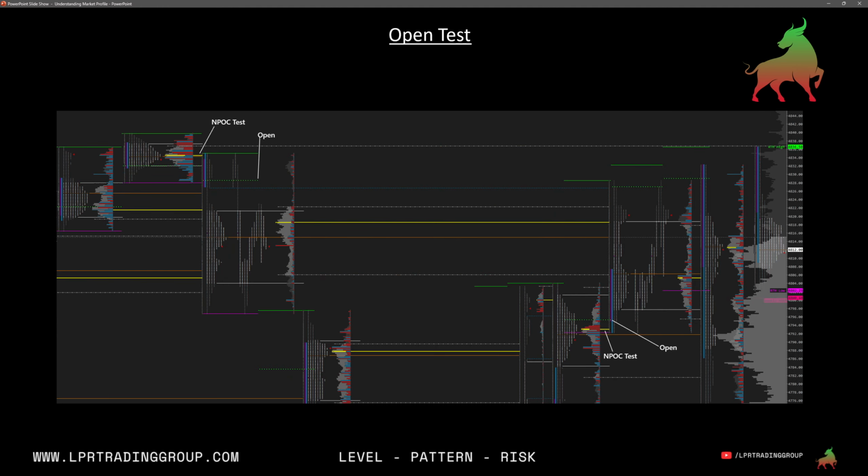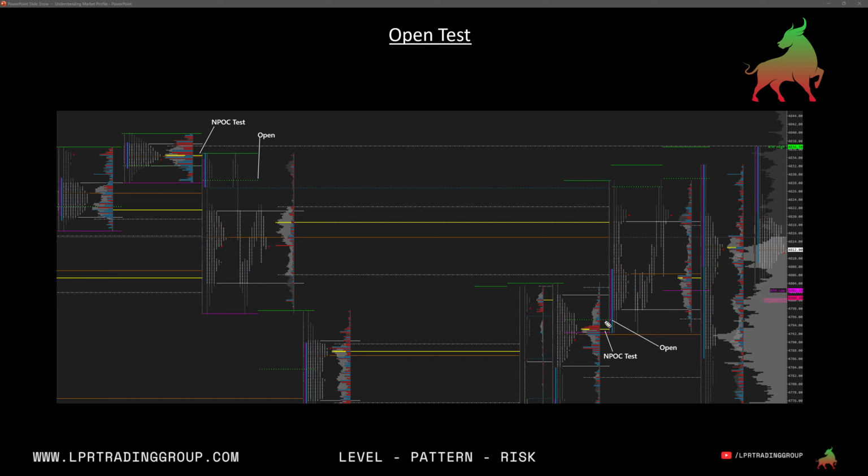Open test, okay? So this is an open test. This is a very good day type to identify and a very good trade to be had. The market opens here in A period. We drive up. B period tests what was a naked point of control. So naked point of control. It moves over the naked point of control by a few ticks. It immediately fails, and we start trading to the downside. Okay, so this open test of a previous level, in this case the naked point of control, is a very, very good trade and a very, very good day type.